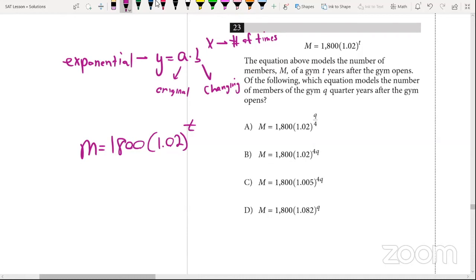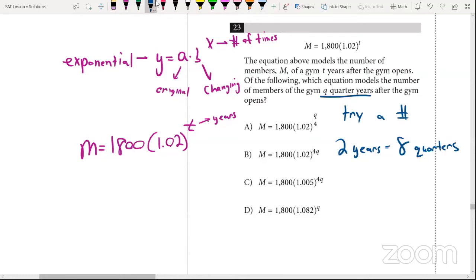Now, t is in years, and q is quarter years. So for me, I would say the quickest way to convert between years and quarter years is to try a number. As we change units, which expression is going to create the same change as the original equation is what they're asking us. So what I would do is I would say, well, 2 years is equal to 8 quarter years. 1 year is 4 quarters, so 2 years would be 8 quarters.